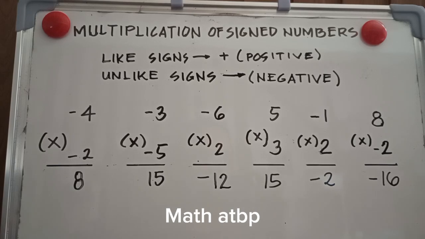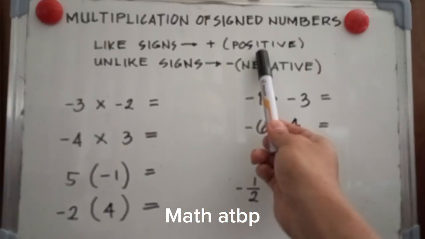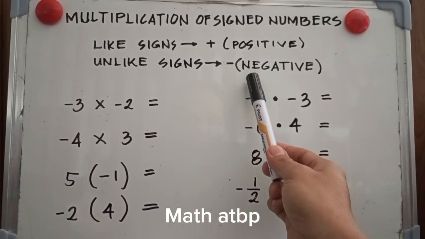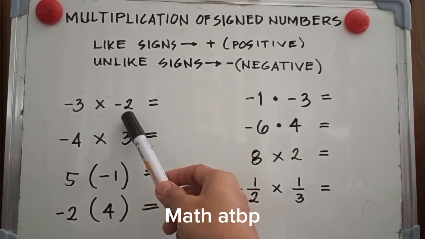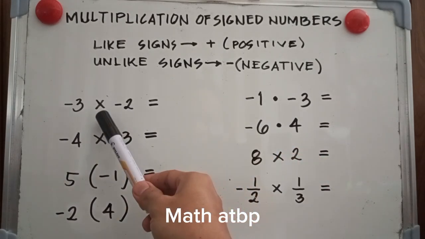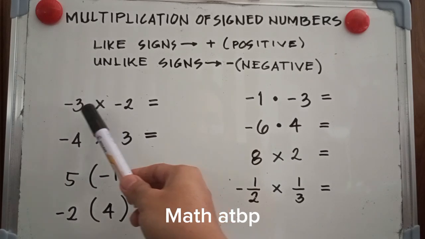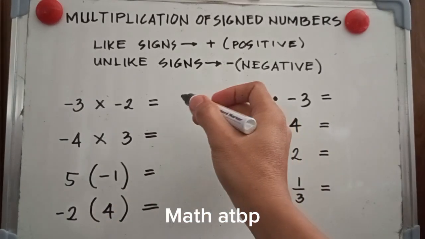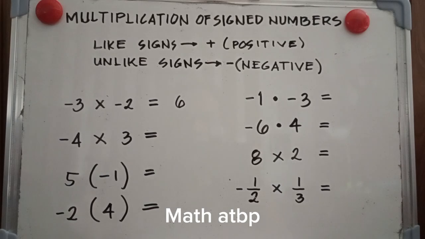Thank you. Let us continue with multiplication of signed numbers. Like signs, the answer is positive. Unlike signs, the answer is negative. Now we have here negative 3 times negative 2. X indicates multiplication. Okay? Negative 3 times negative 2, they have the same sign. The answer will be positive 6.